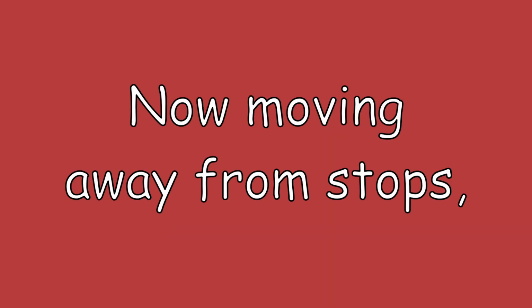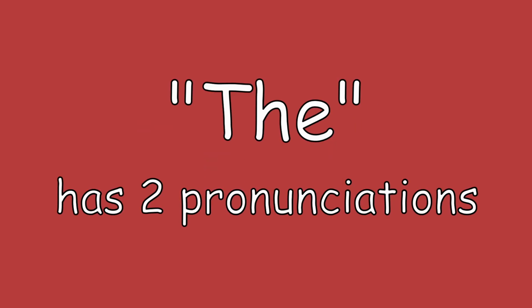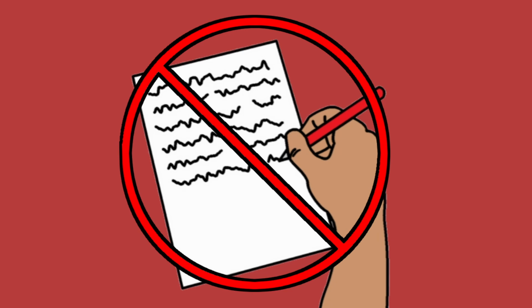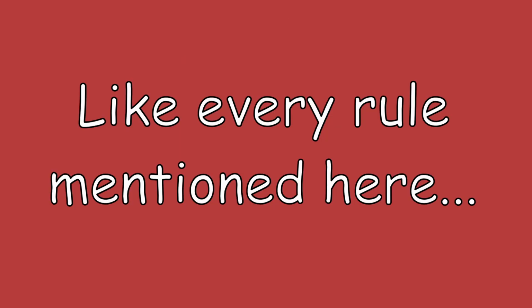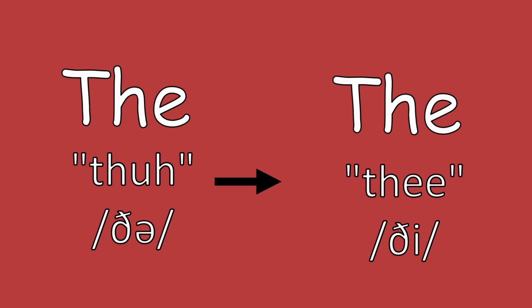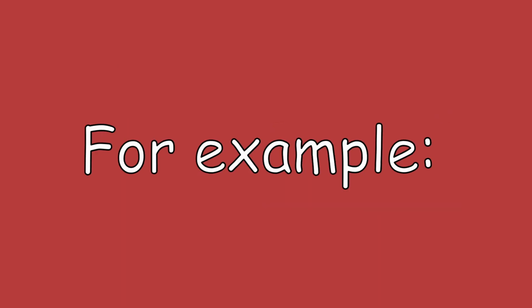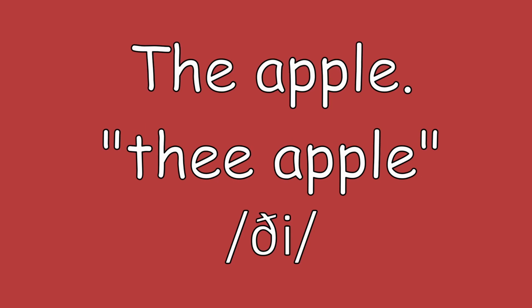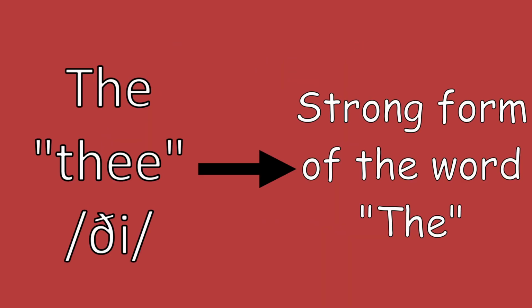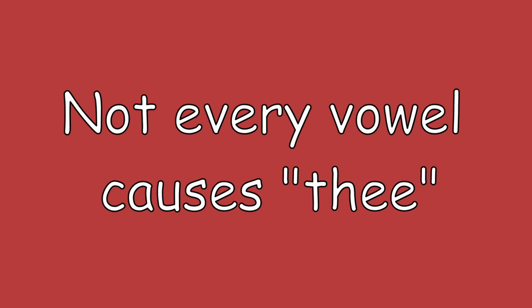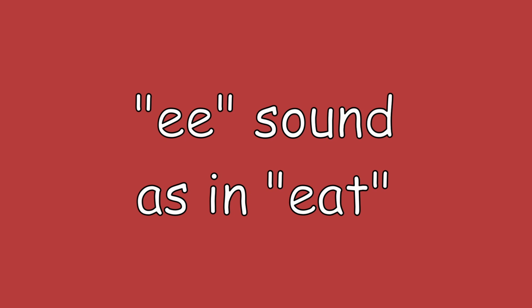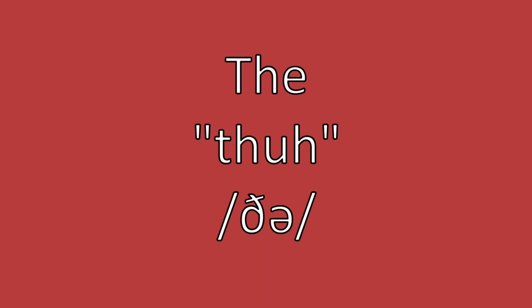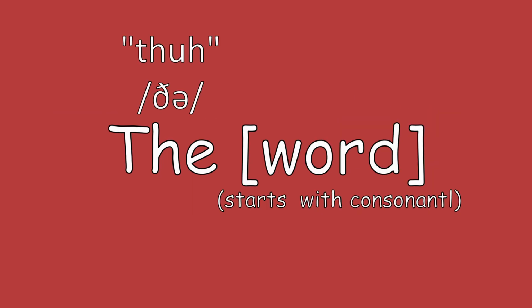Now moving away from stops, the next rule is a rather simple one. The word "the" actually has two different pronunciations, and there's no written way of knowing that this is even a rule, as is the case with a lot of these rules. The word "the" is pronounced as "thee" when preceding a vowel. For example, "the apple" is usually pronounced "thee apple." This is actually what is called the strong form of the word "the," but I'll get into strong and weak forms later. But this doesn't happen to all vowels. Like if a word begins with the E sound, you typically want to pronounce "the" as "thee," like in "the email." "The" is usually always pronounced "thuh" when preceding a consonant.